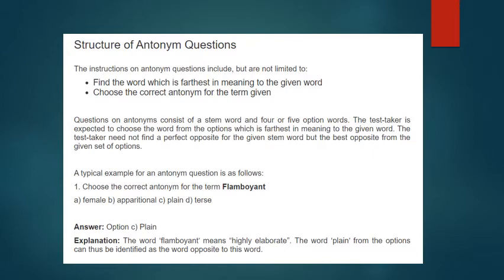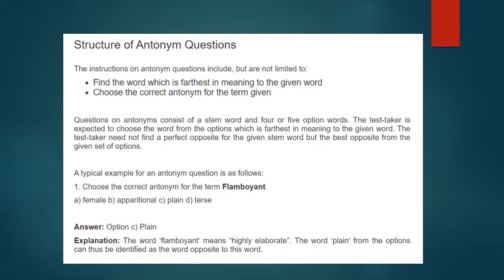The test taker is expected to choose the word from the options which is farthest in meaning to the given word. It is not necessary that it has to be a perfect opposite for the given stem word, but the best opposite from the given set of options. So whatever options are given, find out among them which is farthest in meaning.